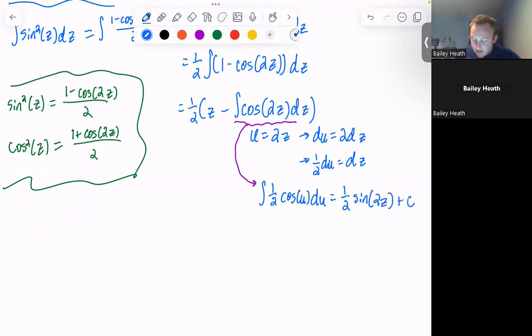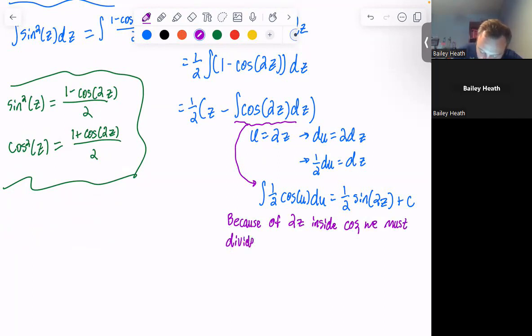So we get that. Notice in particular that basically what ends up happening is we have to divide by 2 because of this 2z, right? Because of the 2z inside of cos, we must divide by 2. That's where this 1/2 is coming from.